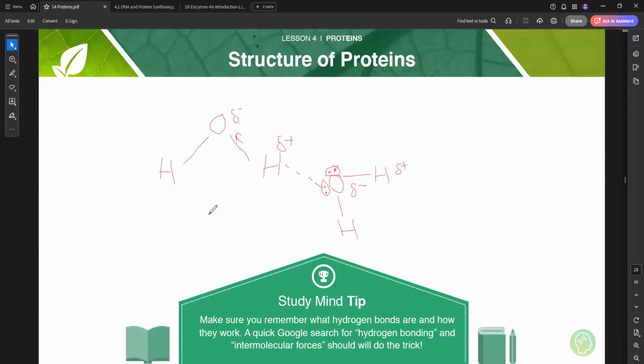Fine. So with your hydrogen bonding, we'll look at some examples later, but you want to always be drawing it as a dotted line towards the other atom. That's how you denote your hydrogen bonding. It's a dotted line.